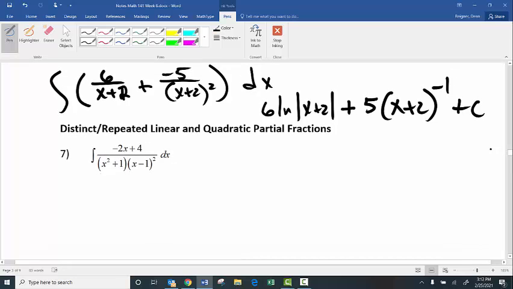So the next one we're going to do, number 7, I'll stop the video. This is distinct linear, and this also has a quadratic in it, which makes it a little more complicated.